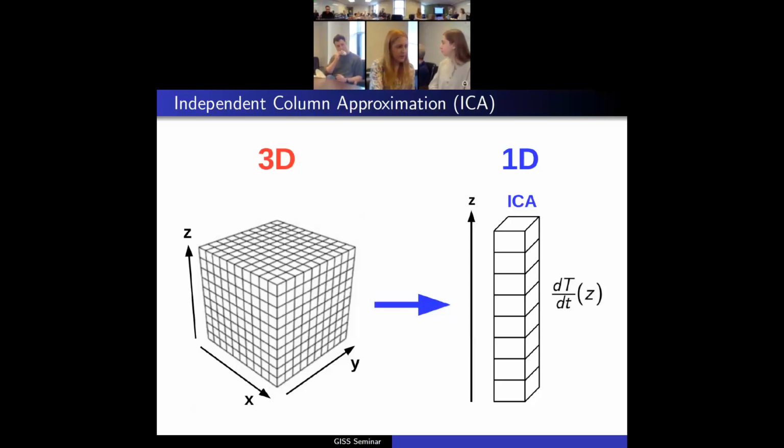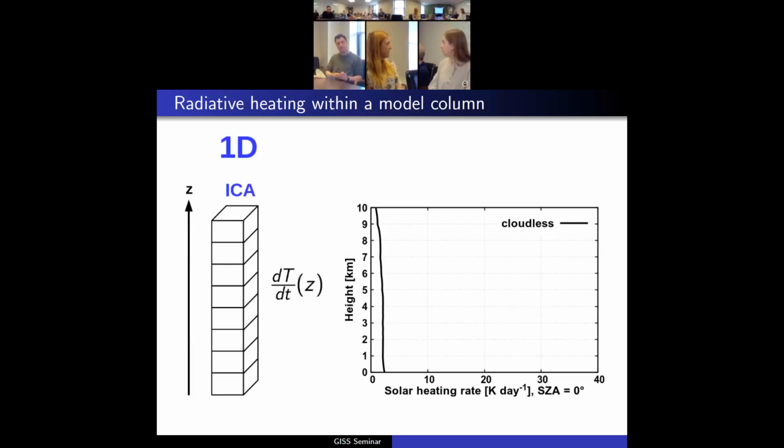And then let's now take a look at what's going on within a single column. I first assume that this column is cloudless.